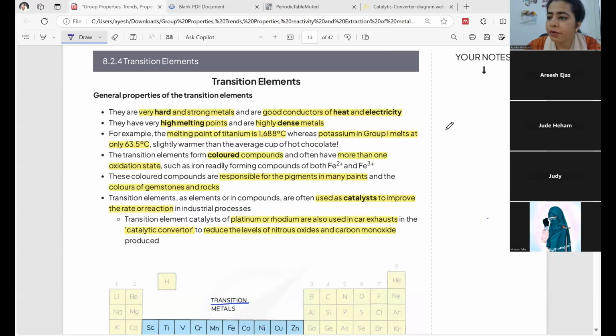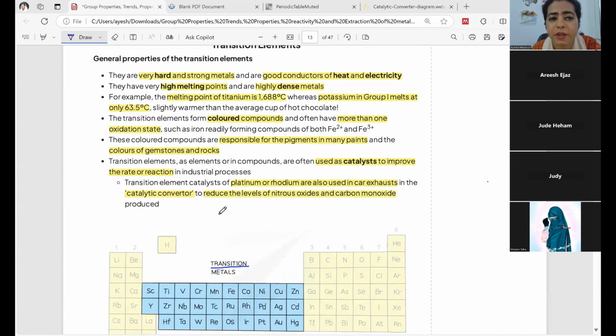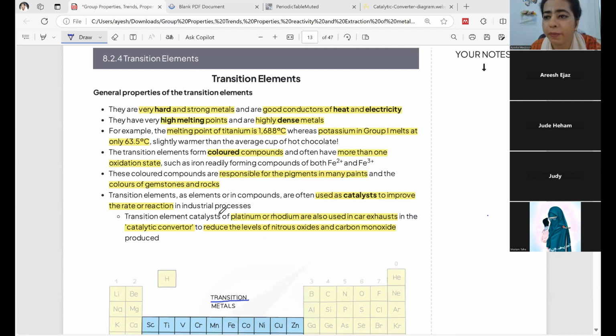Okay, so let's continue with transition elements. As we said, the 10 groups in between group 2 and 3 in the periodic table are all transition elements. They are also known as transition metals because all are going to have metallic properties. They have some properties similar to normal metals and some properties that will be different. And we just discussed some of the properties.